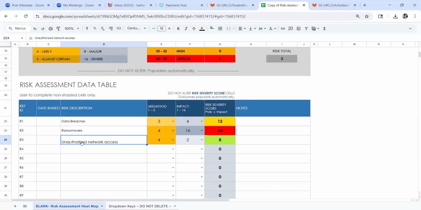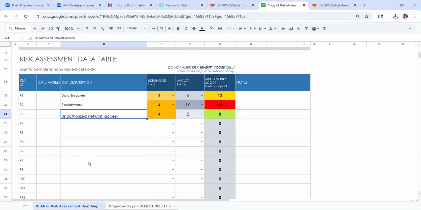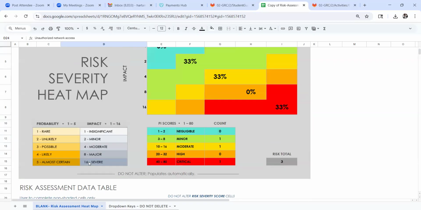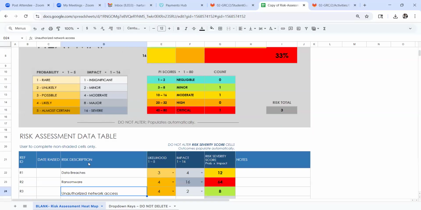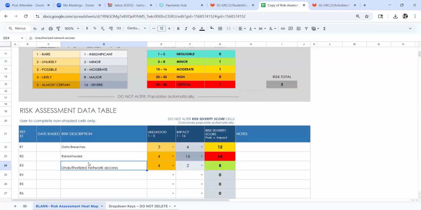This file, every day you make it and send it to your boss. This is the official file. So this is very important, understanding this file in cybersecurity, in any job. If you say, okay, I know the risk severity heat map, I know. Then they ask, what is this?